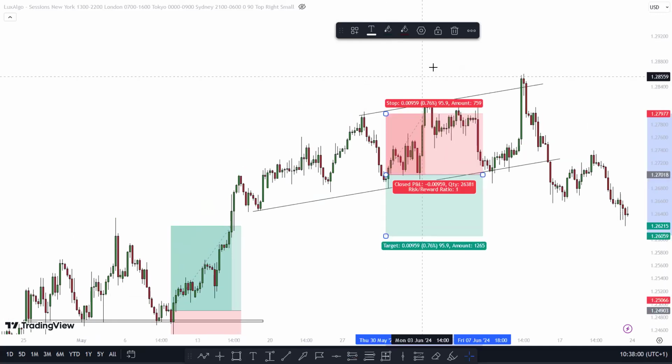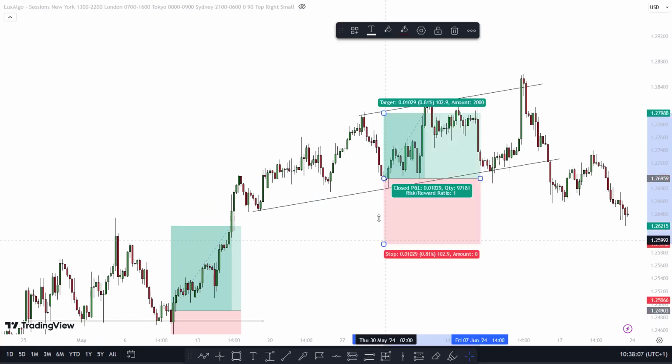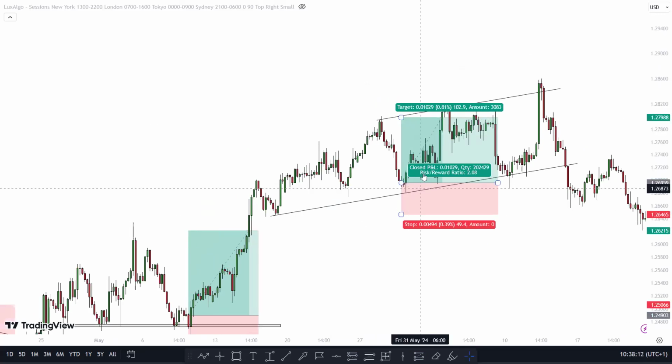Sorry, you want to take a long. Don't forget when you are buying, you are going long. So you want to go in a long position. Stop loss below right there. All right, so you want to take a risk reward ratio of 1 to 2.